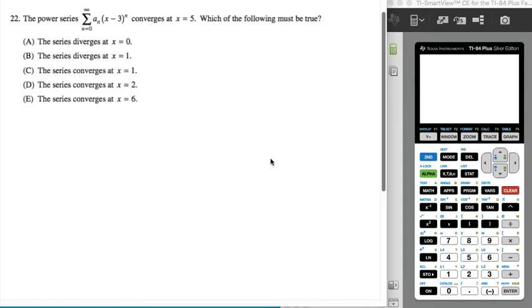All right, so we're given a power series, the sum from n is 0 to infinity of a sub n times the quantity x minus 3 to the n, and we're told that it converges at 5. So let's look at what we know. The center of this power series is definitely x equals 3. We know that this thing converges at 5.